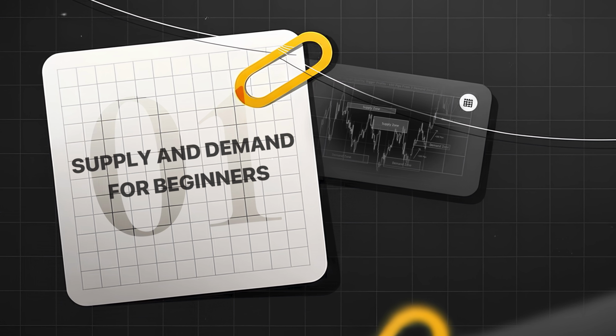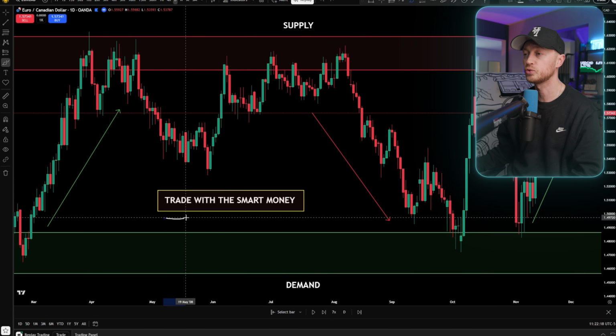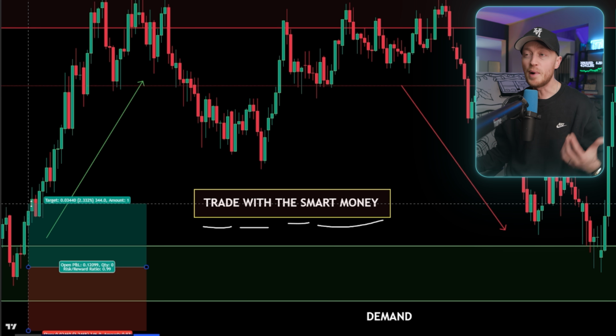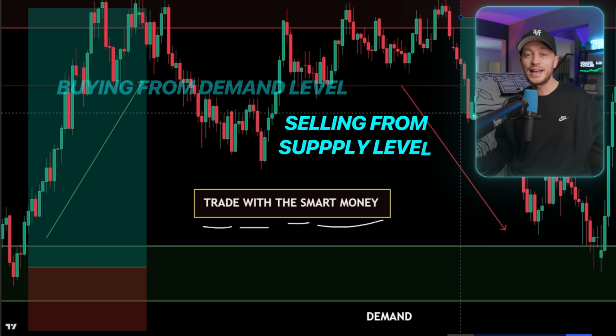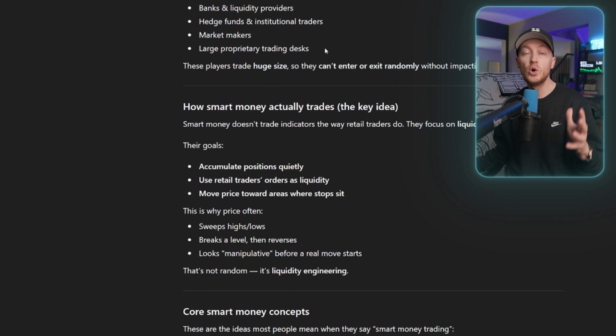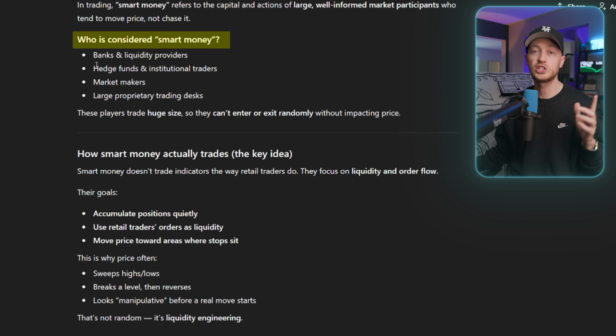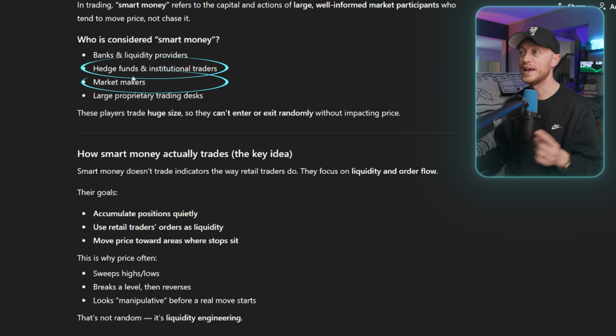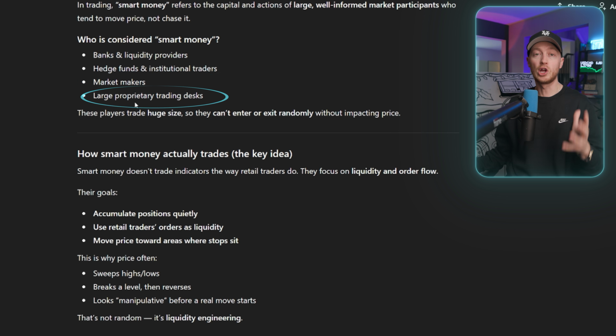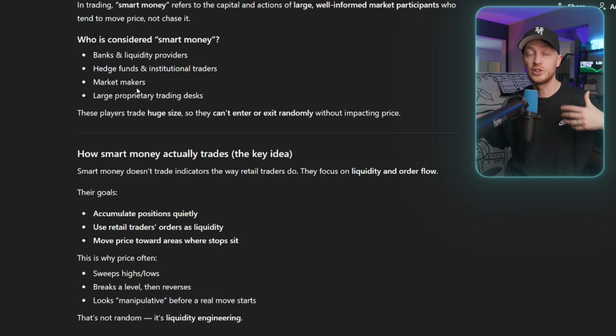Now, why does supply and demand work so consistently? It's because I'm trading with the smart money. I'm buying from demand levels and I'm selling from supply levels. Now, who is considered smart money in trading? That's your banks and liquidity providers, the hedge funds, the market makers, and large proprietary trading desks that move the price.